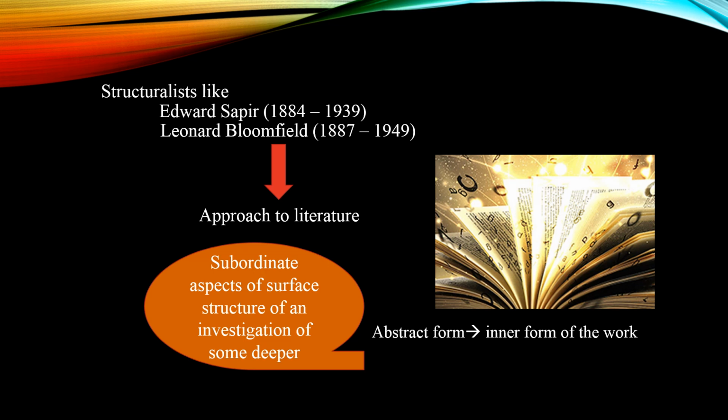A few structuralists are Edward Sapir and Leonard Bloomfield. Edward Sapir lived from 1884 to 1939 and Leonard Bloomfield from 1887 to 1947. These two structuralists brought out an approach to literature. Stylistics and structuralism is nothing but an aspect of surface structure that we are investigating from some deeper level.